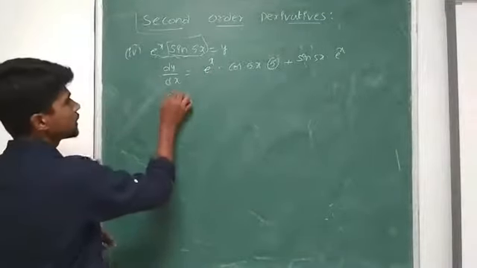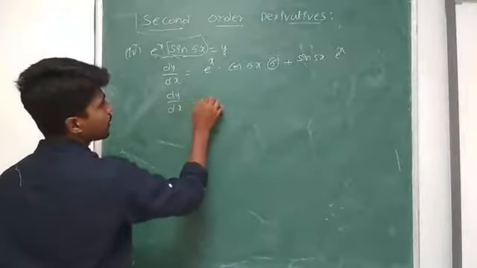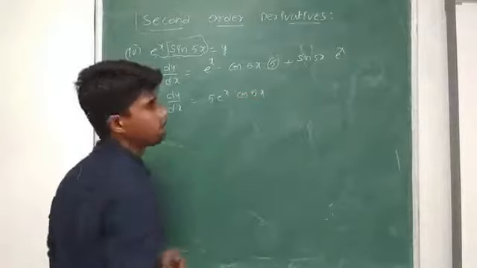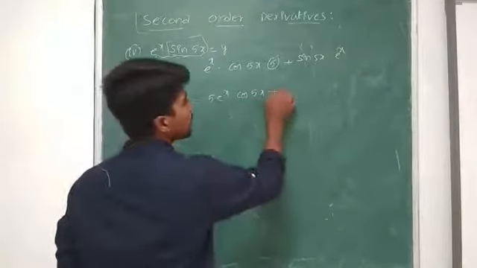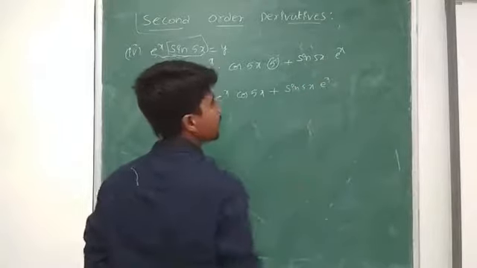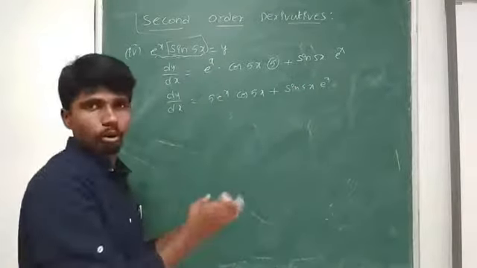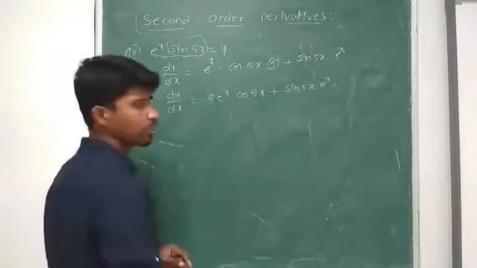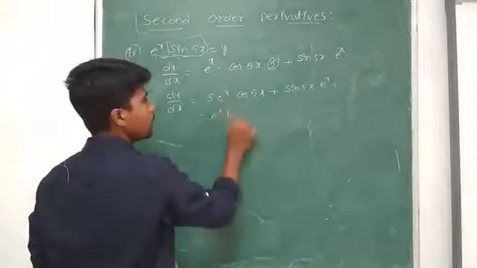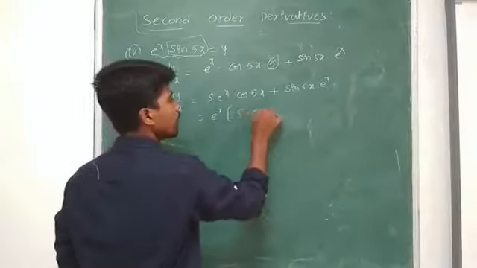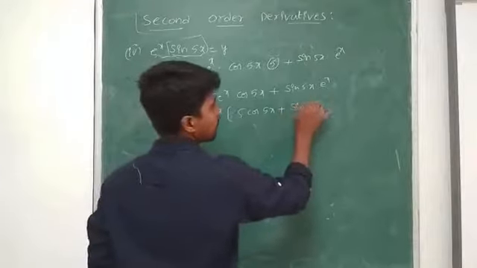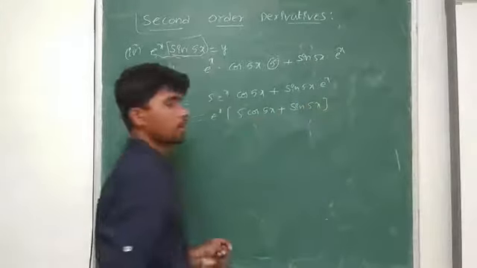Now what we got, dy by dx is equal to 5 into e power x into cos 5x plus sin 5x into e power x. If I take e power x common, what we get, e power x into 5 cos 5x plus sin 5x.